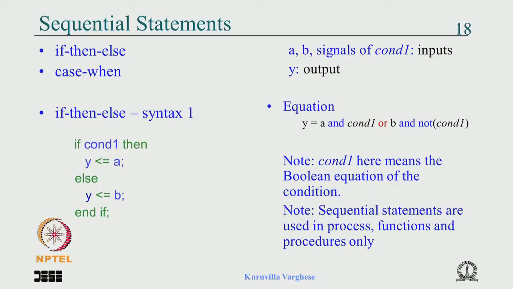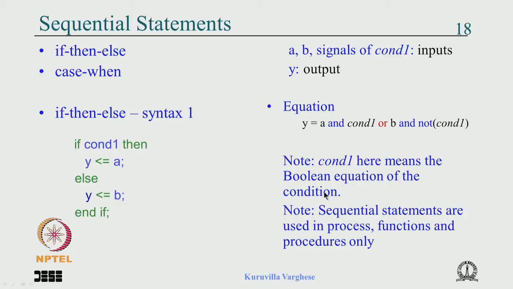So the simplest syntax is like this: if some condition 1, then some output gets some expression of the input, or numerical value, it doesn't matter. So if condition 1, a condition in terms of the inputs, then Y gets A, else. So the priority is there. Else means if not of this condition, then Y gets B, okay. So end if. A and B are input signals, and whatever signals are in the conditions are inputs. So the equation is Y is A and condition 1, or B and not condition 1, which is exactly similar to the when else, okay.